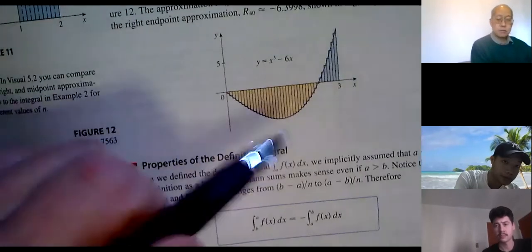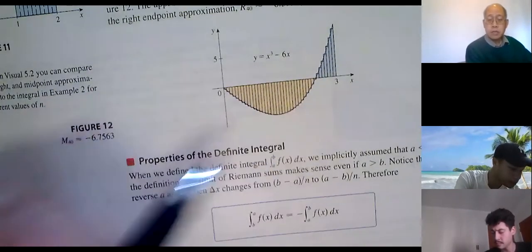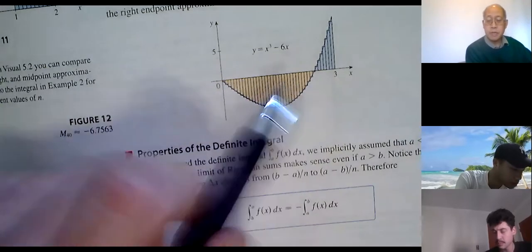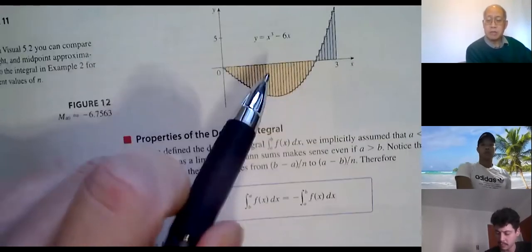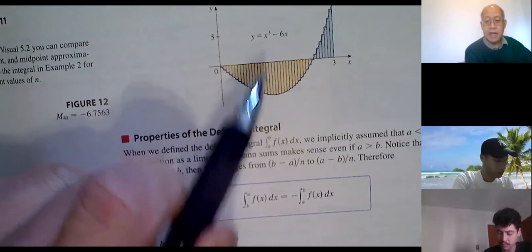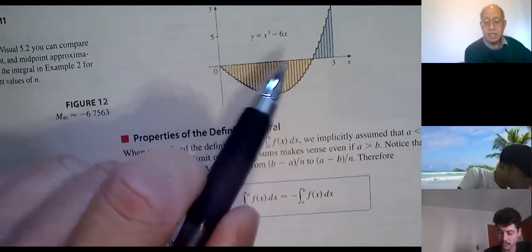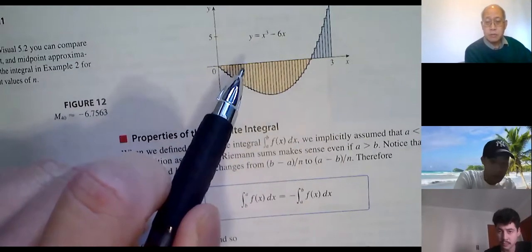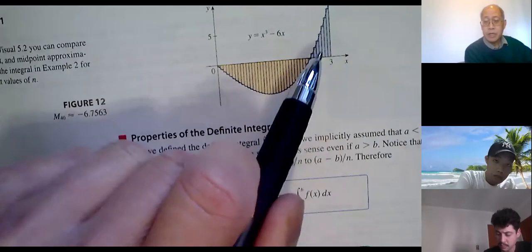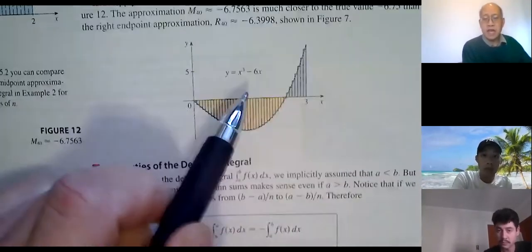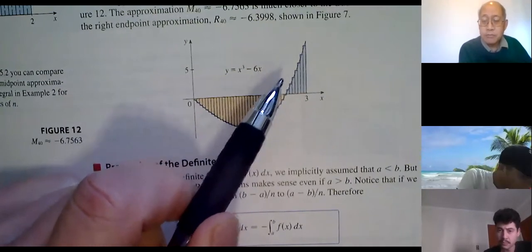Take a look at this. Okay, so we're going from 0 to 3, and we chop it up into a whole bunch of pieces. We said base times height. Well, some of these heights are negative. So if the heights are negative, then that means when I add these up, I'm going to get negative values. So everything that's in yellow would be indicated by a negative value, and the blue ones are going to be positive, right? Because strictly speaking, when I say a height, I'm talking about the function value.